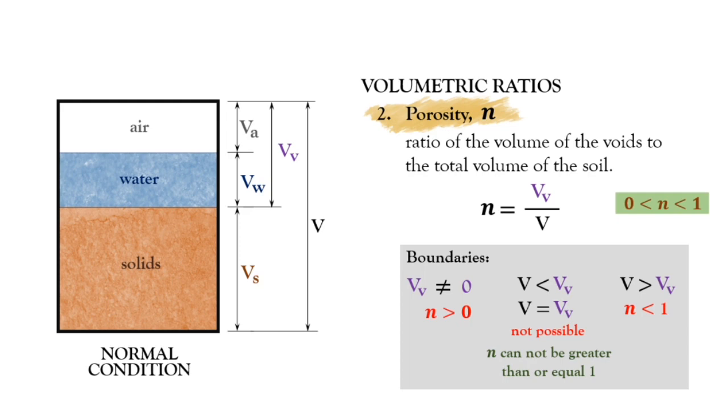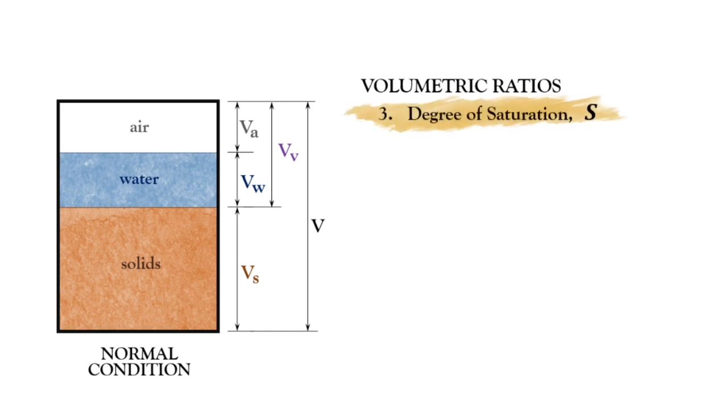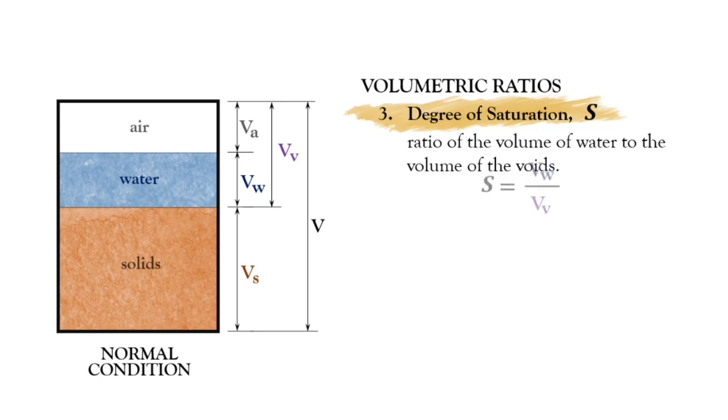Pangatlo, meron tayong tinatawag na degree of saturation. So sa degree of saturation, ito naman ay ratio of the volume of water to the volume of the voids. So ito ay parang kumbaga percentage siya ng tubig doon sa loob ng voids. Okay, so ang tawag natin doon ay degree of saturation. So by expression, this is S equals to VW, the volume of the water, over the volume of the voids.